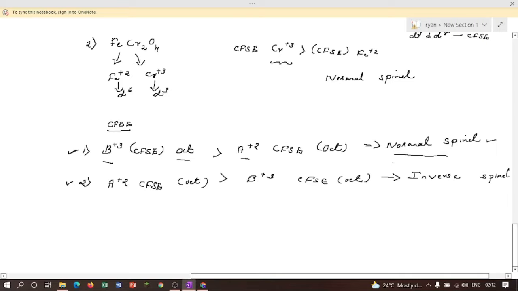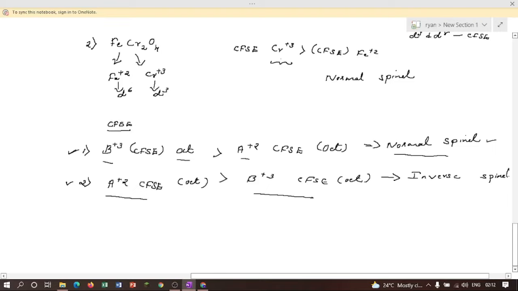Second one, this is very simple. You just have to remember one, the other is the reverse of that. In the case of the second one, the crystal field stabilization energy of the dipositive ion is greater than the crystal field stabilization energy of the tripositive ion. Therefore, the spinel over here is known as inverse spinel.